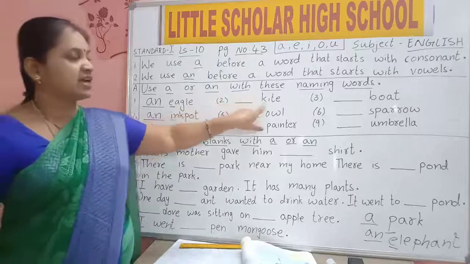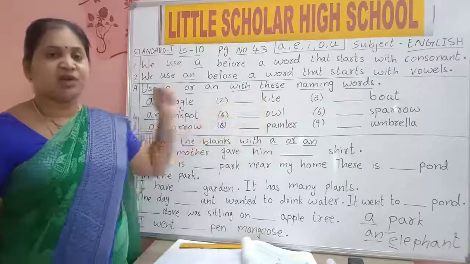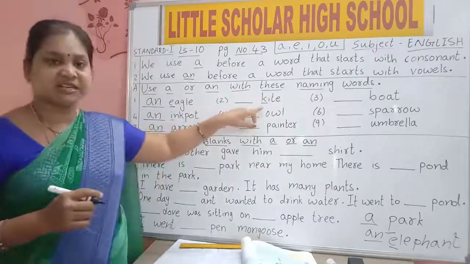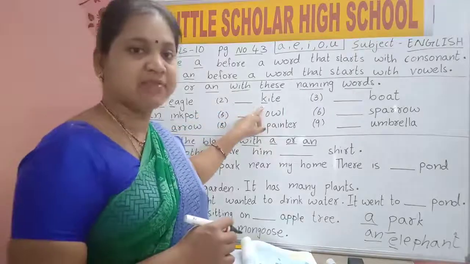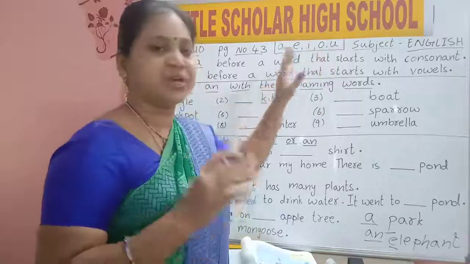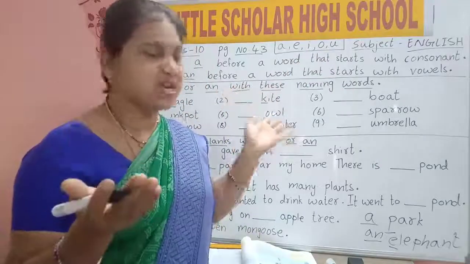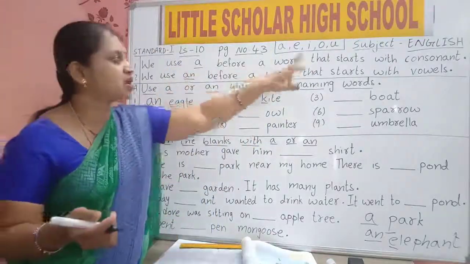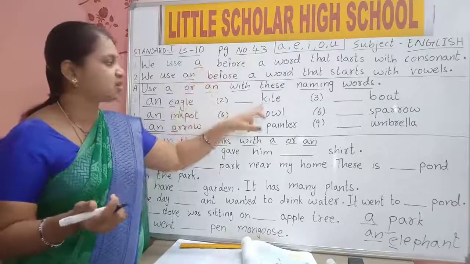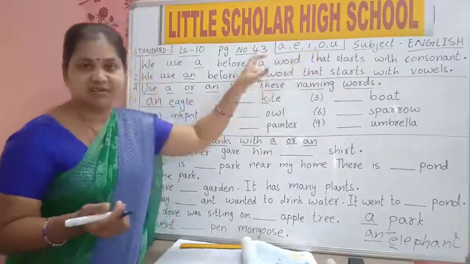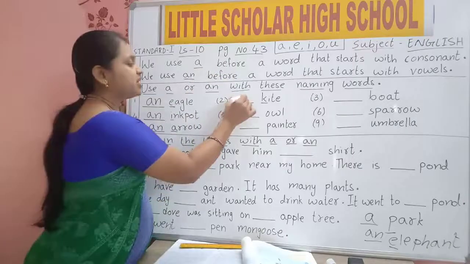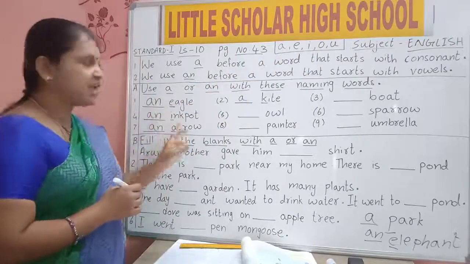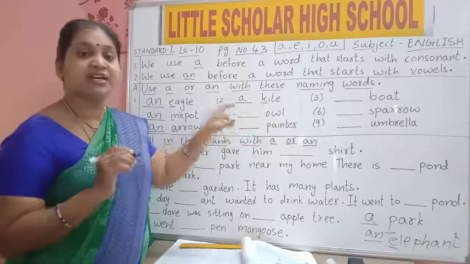Next, dash, K-I-T-E, kite. What is the first letter of the kite? K. K is the first letter. Now see in vowels you have A, E, I, O, U. K is not present in vowels. So it is a consonant. So in front of consonants, what you should use? A. In front of consonant, we write A. A kite. Understood? If these vowel letters are there, you will write an. If it is not a vowel letter, then you will write A.